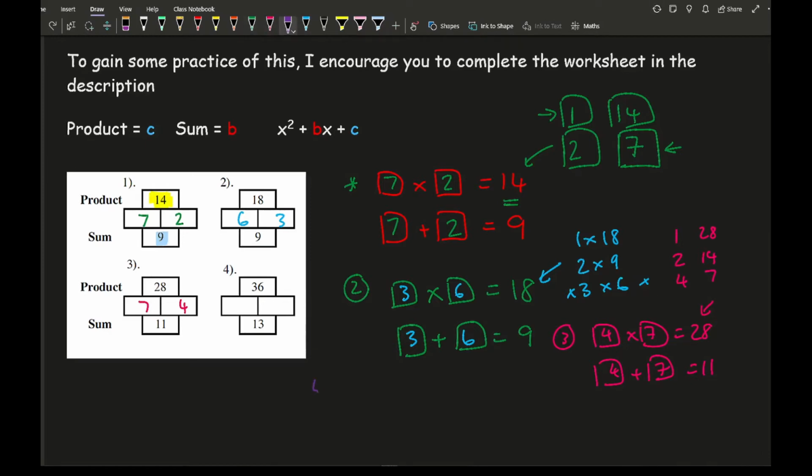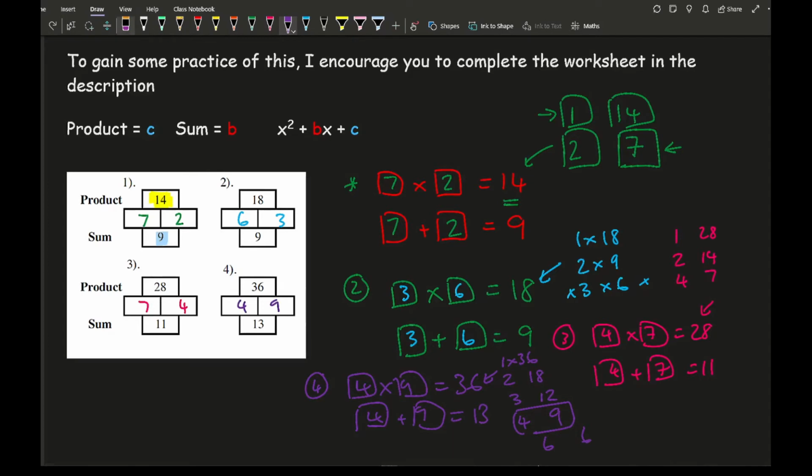So for the last one, number 4, we've got to find two numbers that multiply together to give you 36, and added together to give you 13. 36 is either going to be 1 times 36, 2 and 18, 3 and 12, 4 and 9, or 6 times 6. Looking at these, which pairs of numbers would give me 13? It's going to be these two here. So I've got 4 and 9, and I put 4 and 9 here. And again, there will be some practice on this.